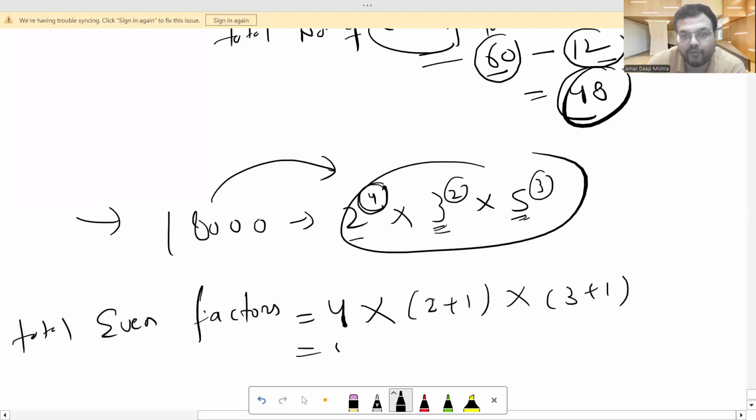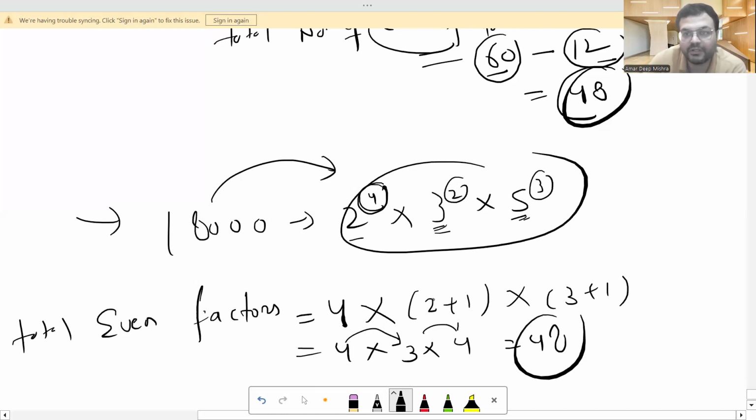Okay. So you will be getting what? 4 into 3 into 4. So 4 3s are 12. 12 into 4, that is 48. So you got the same answer. Okay. You got the same answer, 48. So this is how we can find out the even number of factors directly.